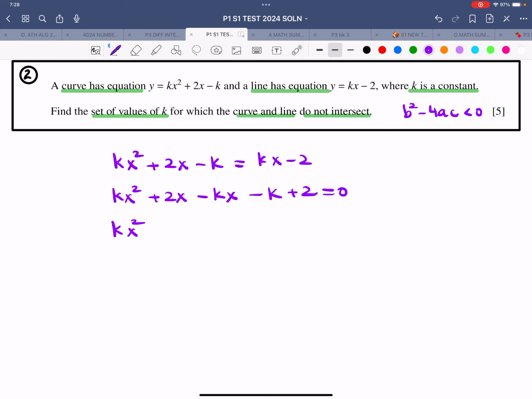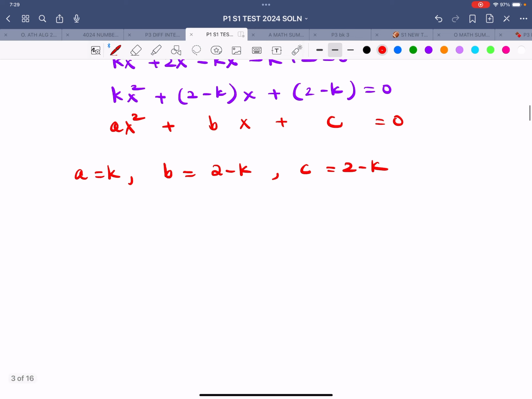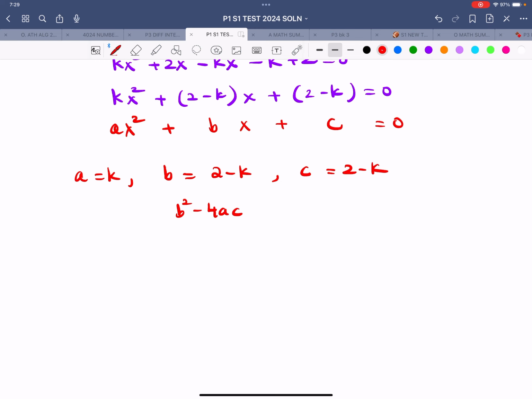Simplify it further. kx squared, and take x common, this is 2 minus k, and write it like this, 2 minus k equals 0. Compare it with the standard general form of quadratic, ax squared plus bx plus c equals 0. What is a? That is k. What is b? That is 2 minus k. What is c? Coincidentally, that is also 2 minus k. Now apply the condition, b squared minus 4ac is less than 0. So this is (2 minus k) whole squared minus 4 into k into (2 minus k). This is less than 0.